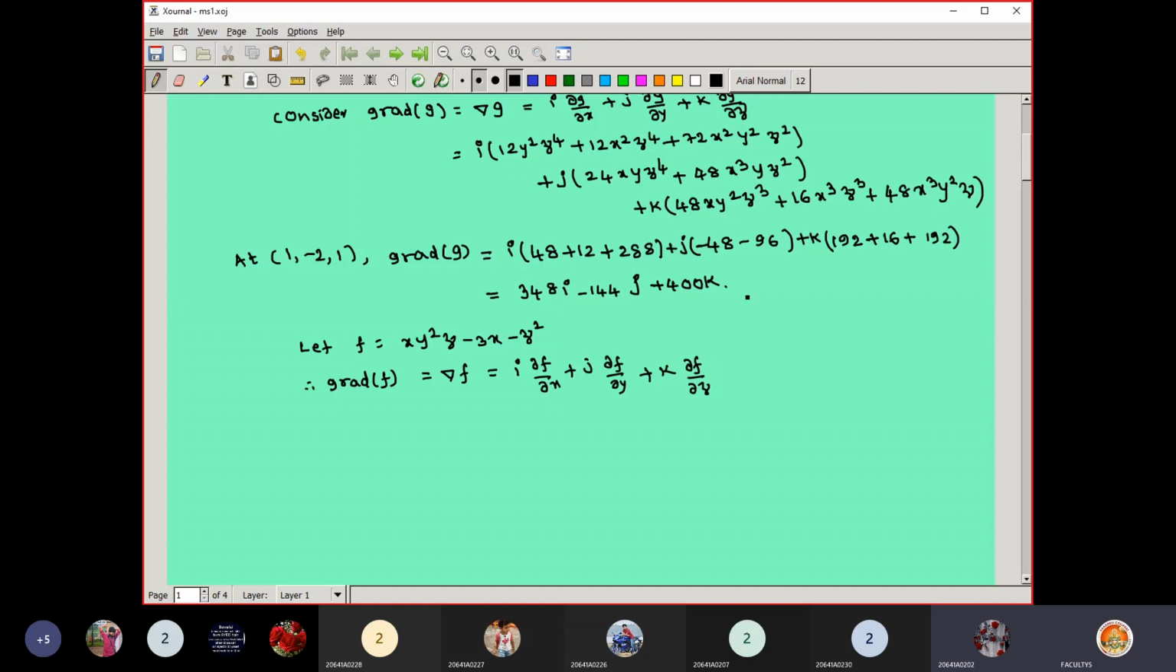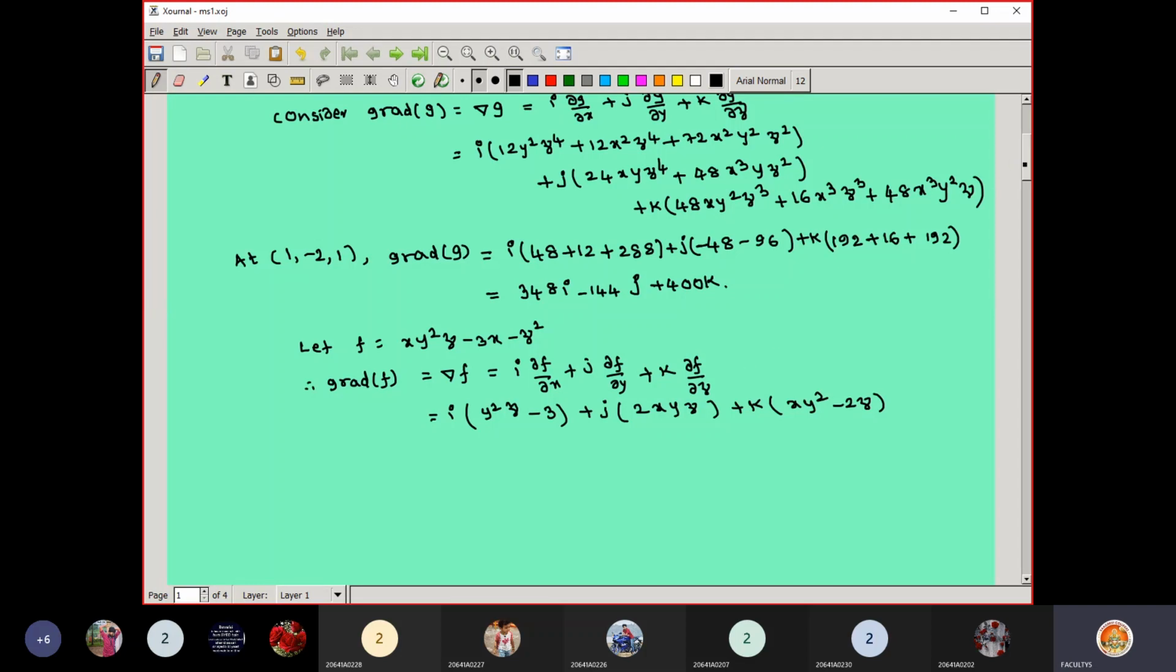144. Right, 144. Now you go for the next one. ∂f/∂x directly, differentiation with respect to x. So first one is y²z − 3, plus j ∂f/∂y, it is 2xyz, plus k ∂f/∂z. So ∂f/∂z means it is xy² and −2z. Since only one point is given, that one point is applicable for both.